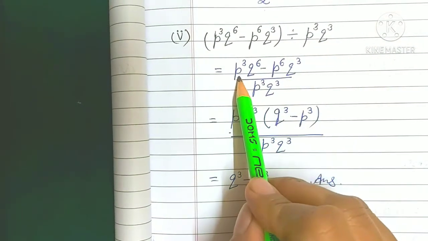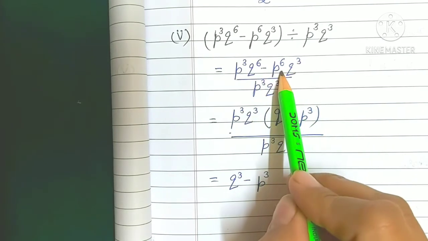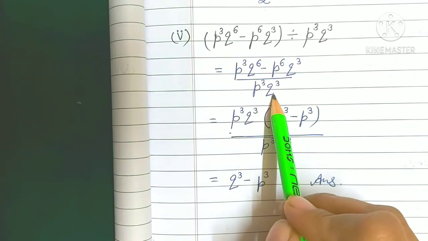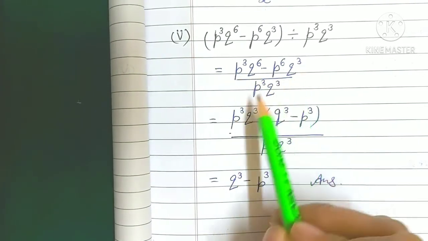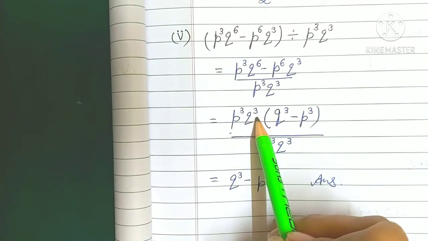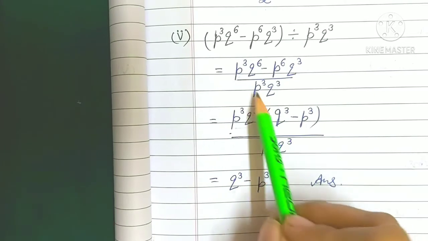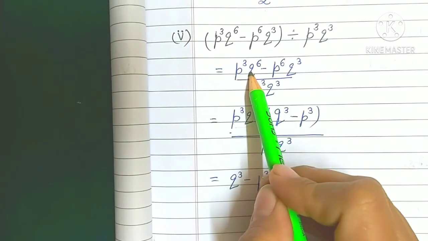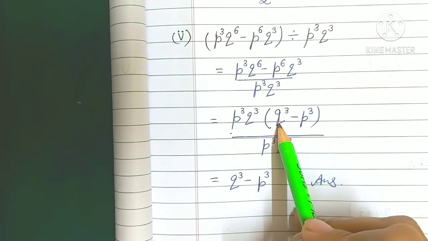The numerator is p cube q power 6 minus p power 6 q cube. In the denominator it is p cube q cube. So we can observe from the numerator that in both terms p power 3 and q power 3 are common. So we will take it common, and what will be left? p power 3 I have taken. Here it is q power 6. q power 3 I have taken, then q power 3 will be left.